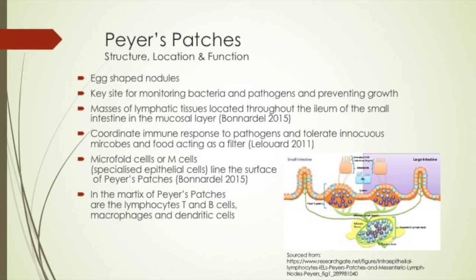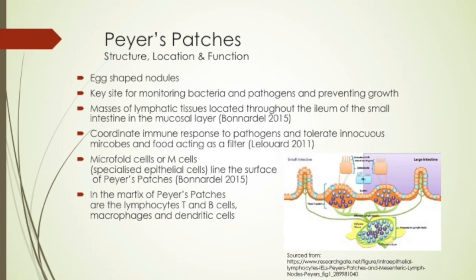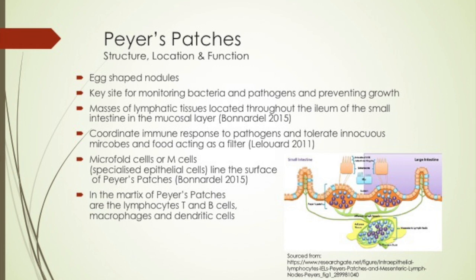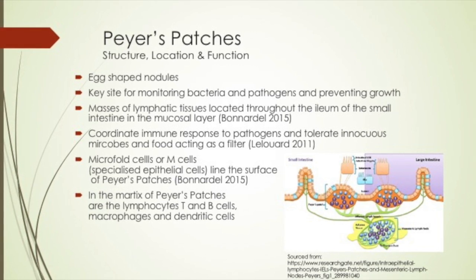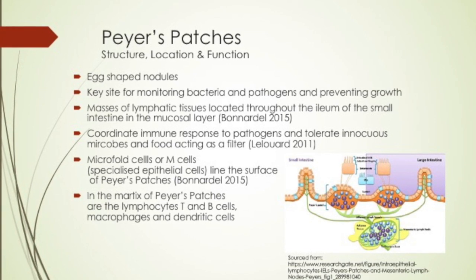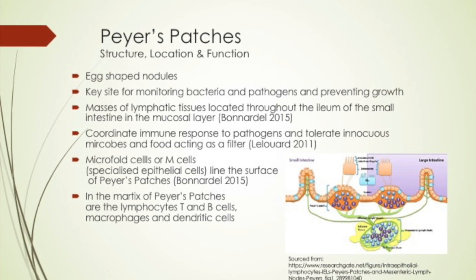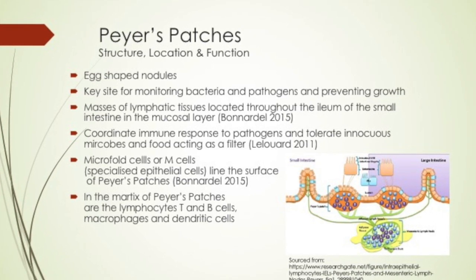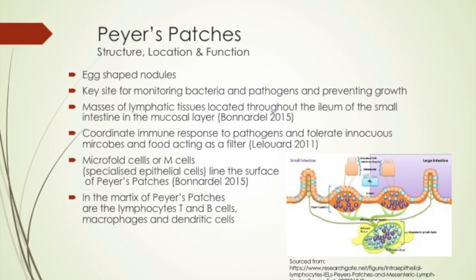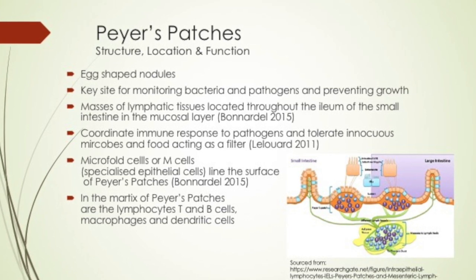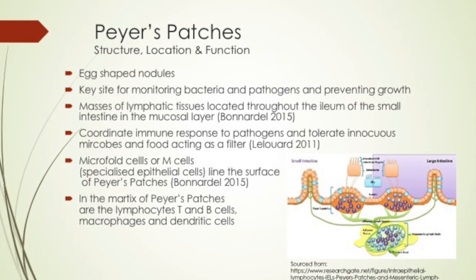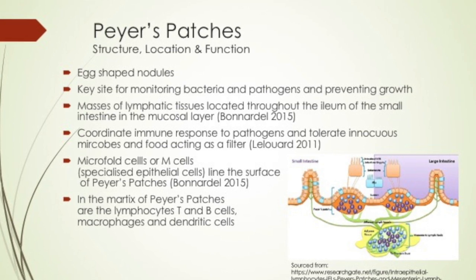Peyer's patches are also a secondary lymph organ, which help to monitor and maintain a healthy small intestine. They are egg-shaped nodules located throughout the ileum in the mucosal layer and monitor antigens and pathogens travelling through the lumen of the ileum. These patches coordinate an immune response to pathogens and tolerate innocuous microbes and food, acting as a filter like other secondary lymphoid organs.